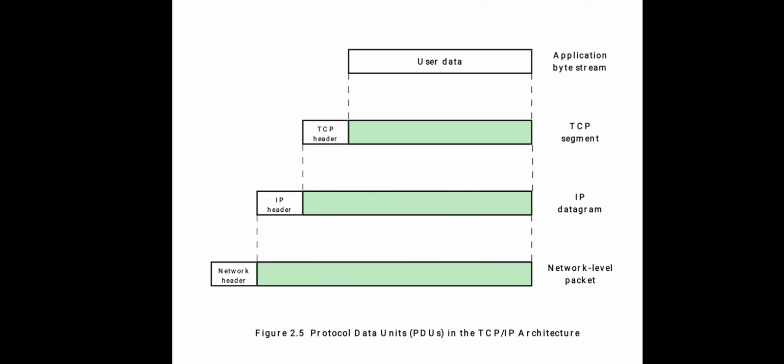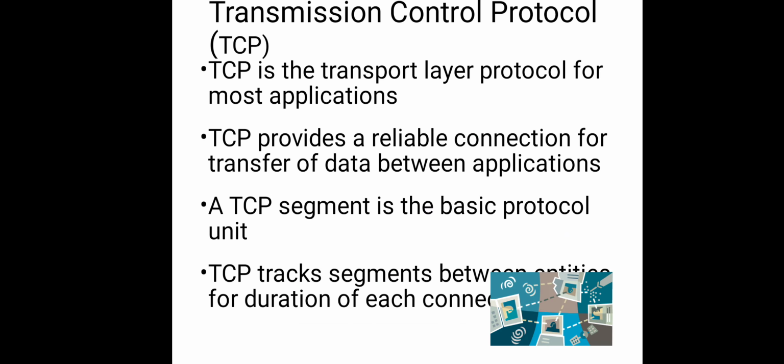So these are protocol data units. And then we have the Transmission Control Protocol, TCP. TCP is a transport layer protocol. In the transport layer, we can have two types of protocols: one is TCP and another is UDP. TCP is the transport layer protocol for most applications. It is more generally used than UDP because TCP is more reliable. TCP provides reliable connections for transfer of data between applications.